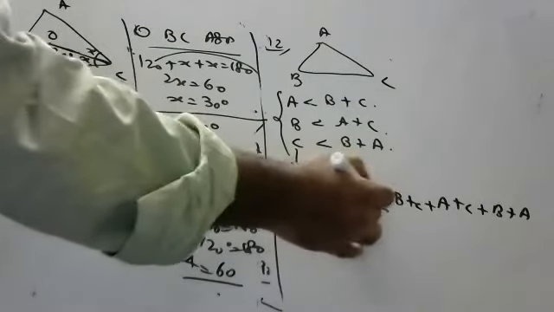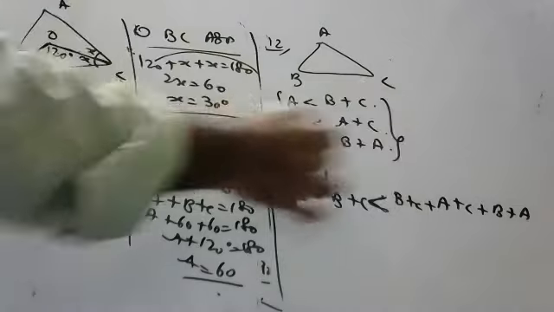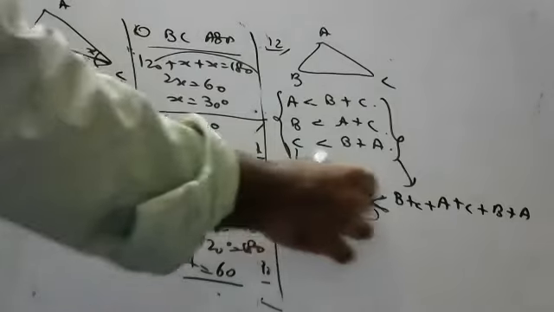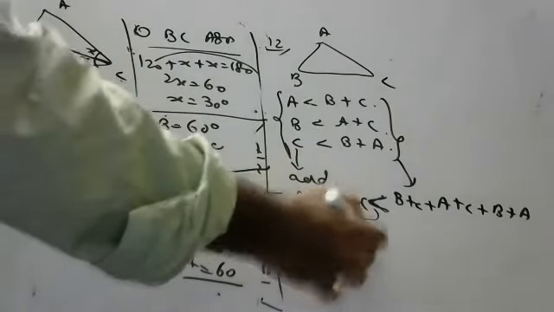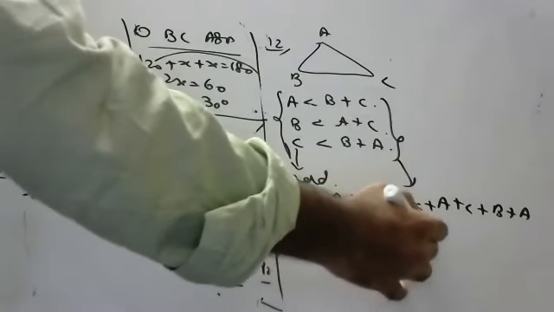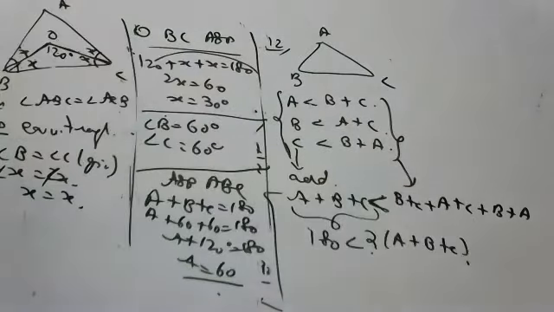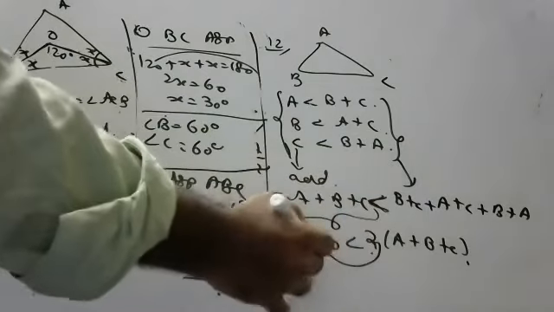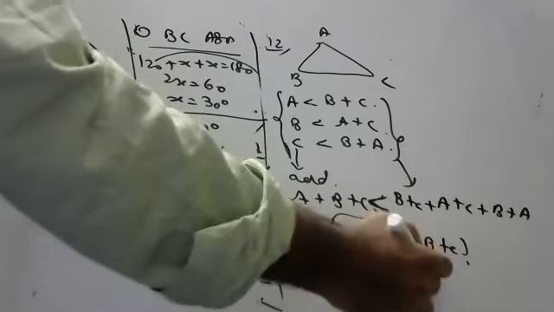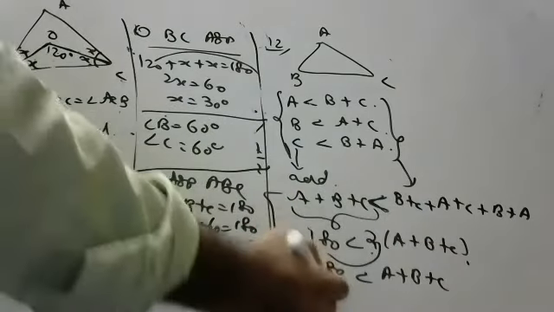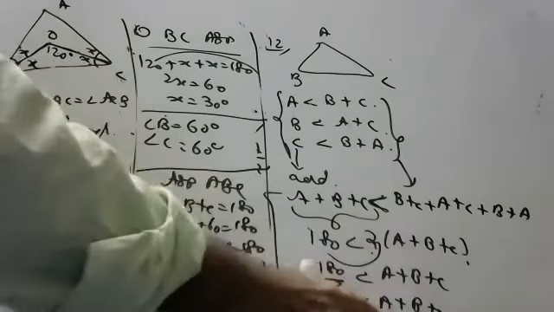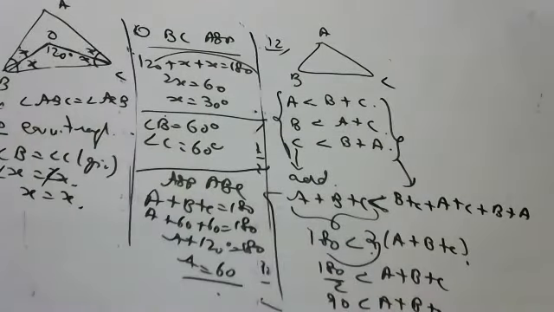And I wrote the less than. I added this and this side. This side I added, this side I added. Okay, children, see here. A plus B plus C is equal to 180 degrees. Two times of A plus B plus C. So this I will bring here. 180 by 2 is 90. So A plus B plus C is less than 90 degrees.